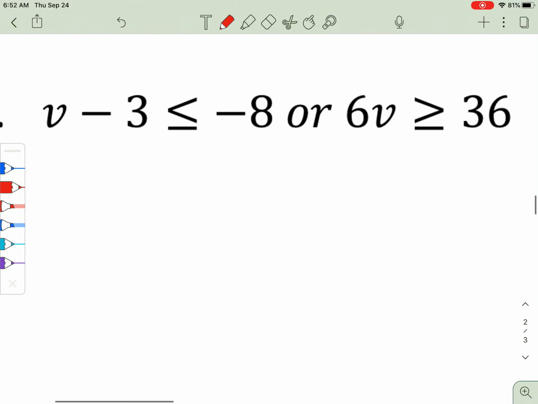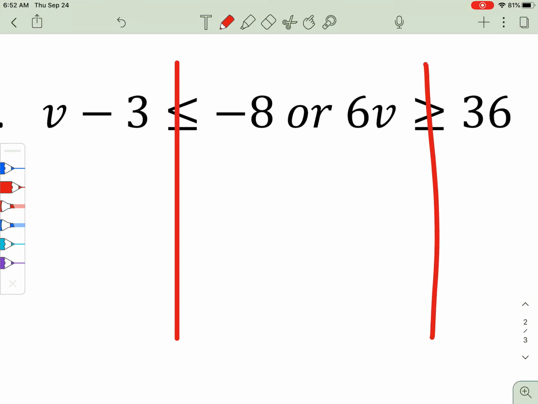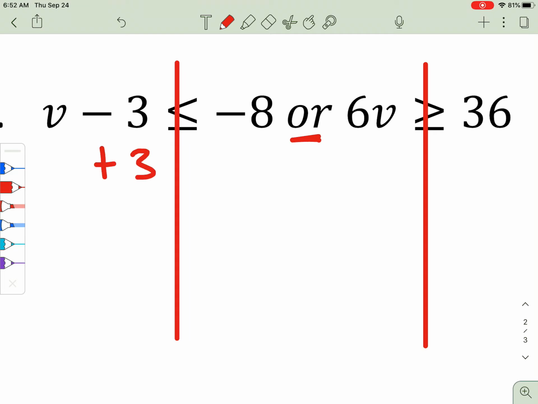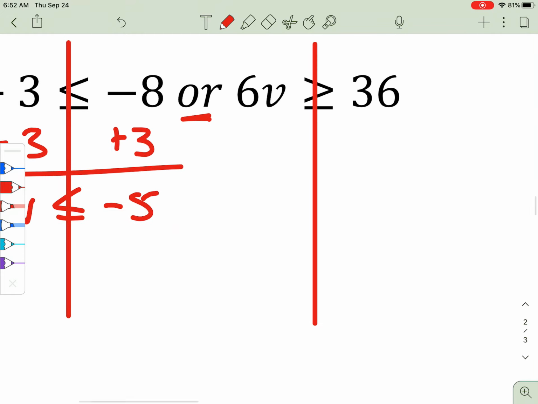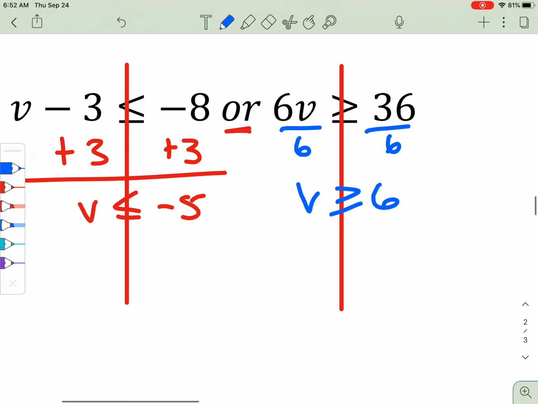Keep going here. So now this is an or statement. Again, I'm going to treat it like two different inequalities because there's an or in between. So we're going to add 3 to solve for v, which gives us -5. So that one's done. And then on this side, we're going to divide by 6. So v is greater than or equal to 6. Okay, so there's our solutions there.